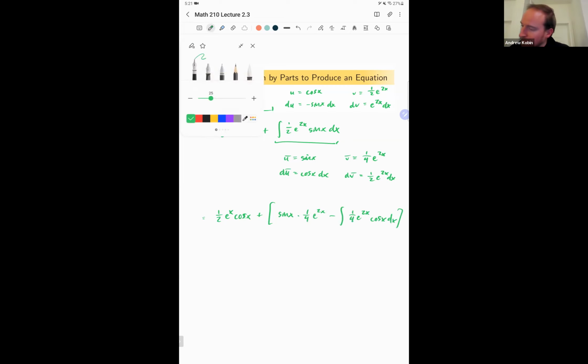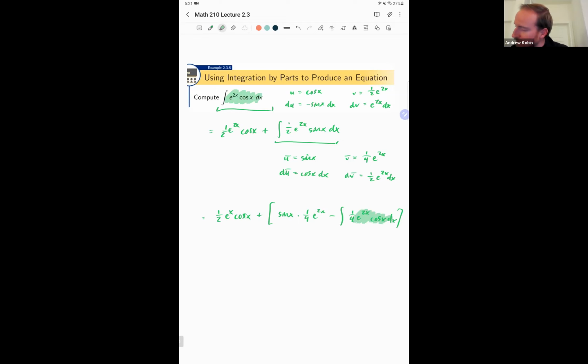And now you're probably yelling at your screen, why did you do that? Where did that nice green color go? Because look, we started with the integral of e to the 2x cosine x. And look what we just got out, something with e to the 2x cosine x dx. That highlighting green doesn't look great. So let's just underline it.